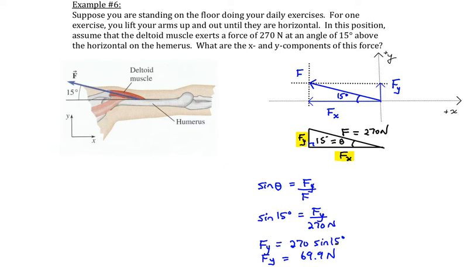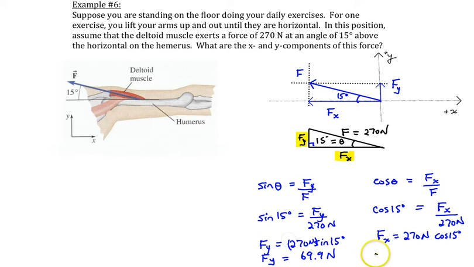69.9 newtons. Then we can also determine the x component by, say, using cosine theta, which is the adjacent side, Fx, divided by the hypotenuse, F. And then we have the cosine of 15 degrees, which equals Fx divided by 270 newtons. Therefore, the x component is 270 newtons multiplied by cosine of 15 degrees. I guess we could put newtons here as well. And so our x component force is going to be 261 newtons approximately.